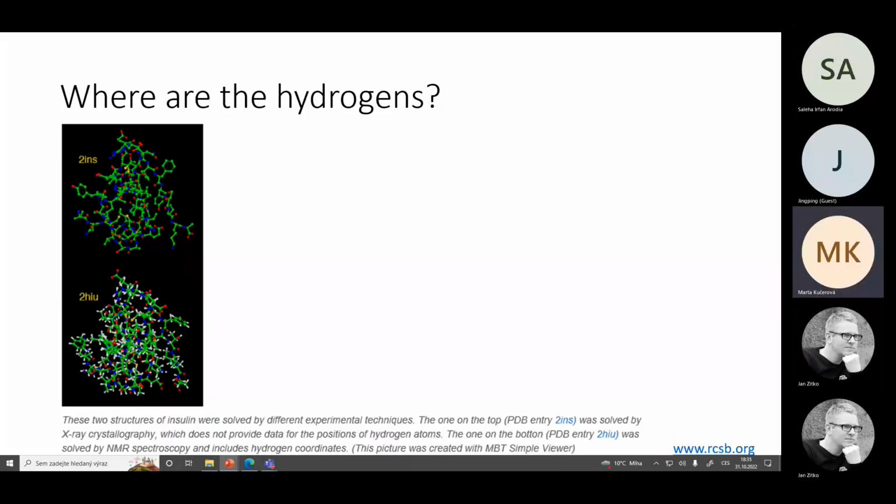Okay, I have a comparison of two outputs. The first one is from X-ray crystallography, the upper one, and the lower one is from an NMR experiment. So it's obvious that there are no hydrogens, yeah. However, the software working with these molecules is able to add them where they should be, where they fit.